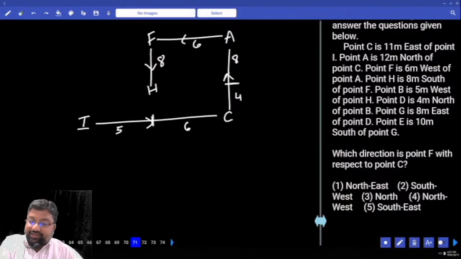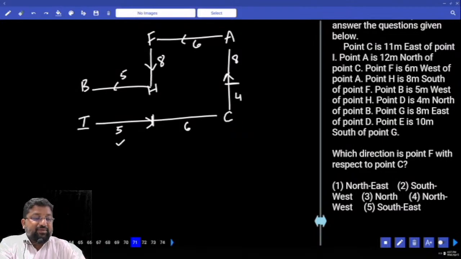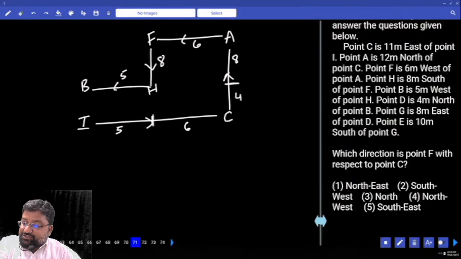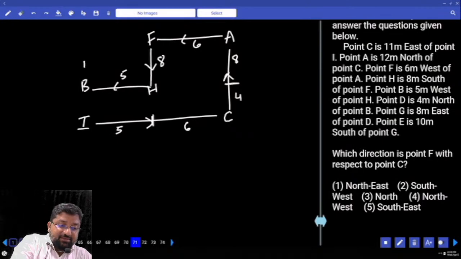What is the next point after H? Point B is 5 meters to the west of H. Parallel to I, this is also 5 meters. Next line. Point B is 5 meters to the west of H. Point D is 4 meters to the north of point B. 4 meters. Okay.